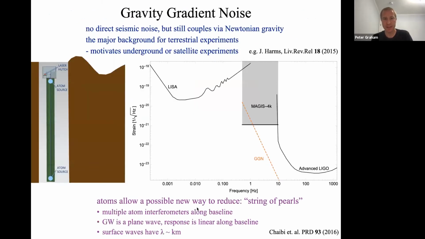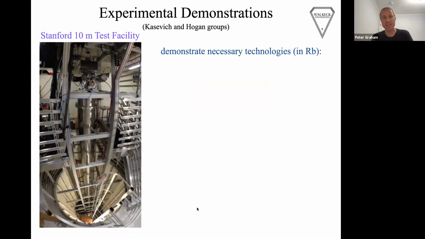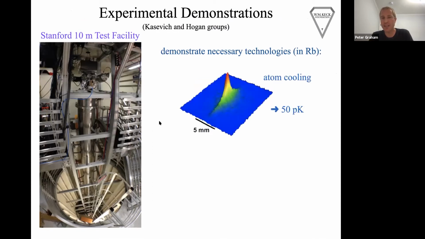Let me just very briefly show you some experimental demonstrations that already happened. This is in a 10-meter test facility at Stanford that was built some years ago as a demonstration for many of these technologies. They've been able to demonstrate a bunch of this. In particular, I mentioned we need extremely cold cooling. Here, this is real data taken in this tower. By the way, there are many other groups around the world who've done similarly impressive things. I was just using data from my colleagues at Stanford since I happen to be here and involved in this experiment. There's a lot of other people who've done fantastic work too.